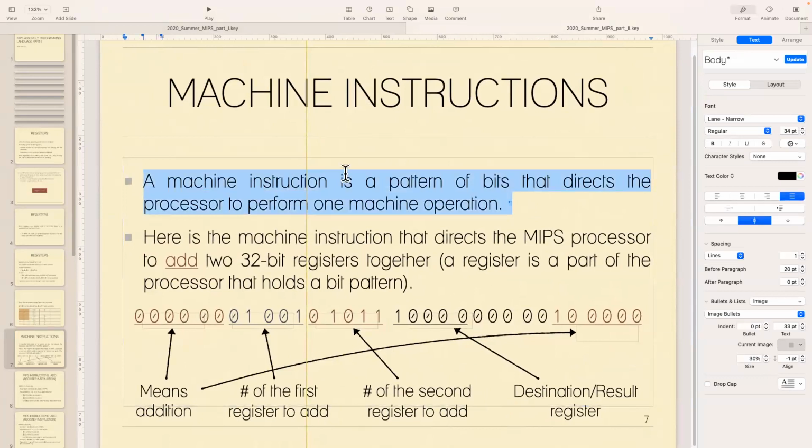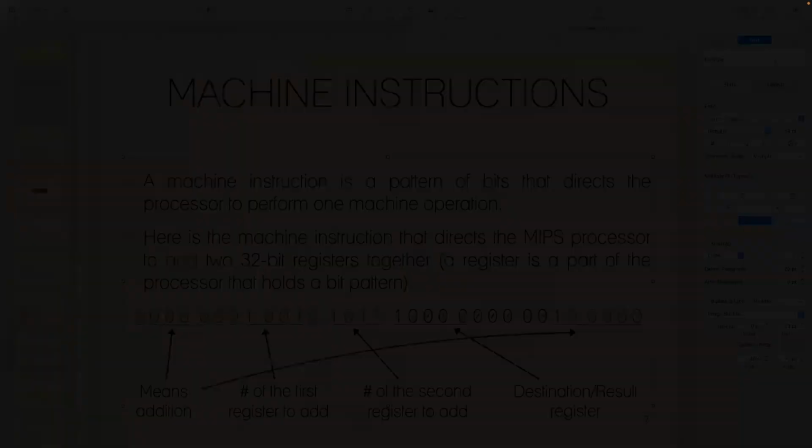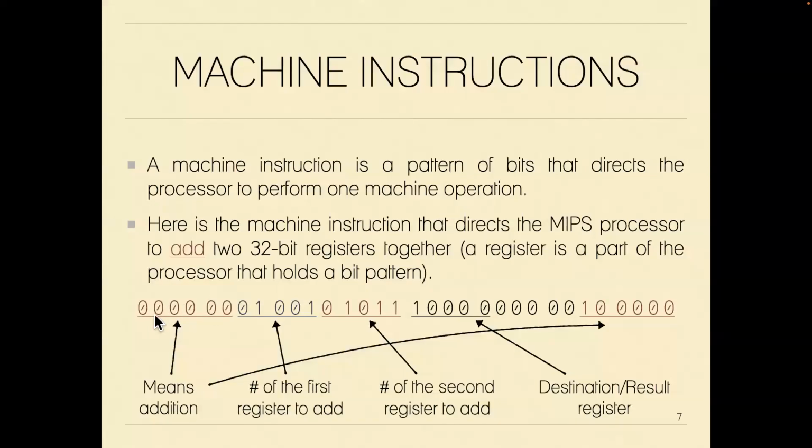So a machine instruction is going to look like this sequence of zeros and ones. Let me actually maximize here. So what you're seeing here is an example of a machine instruction. It's actually similar to what we've seen at the beginning of MIPS in the previous video. And what happens is, when the CPU gets this pattern, it's going to decode it. That's the term that we use, decode.